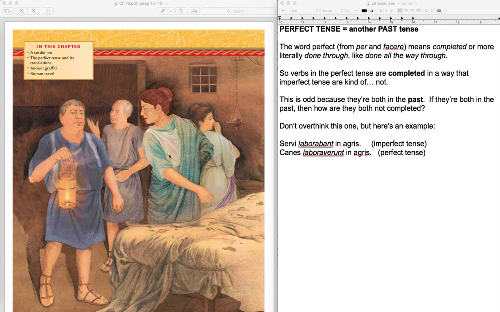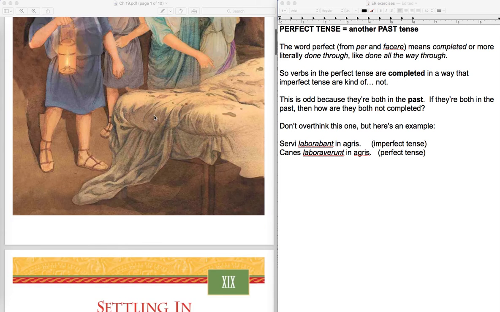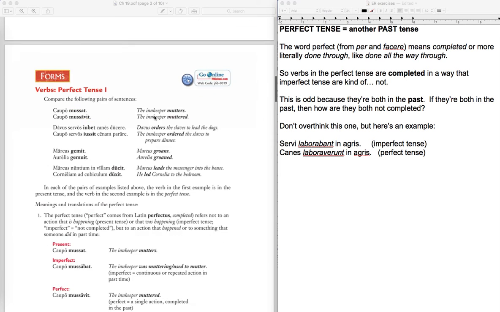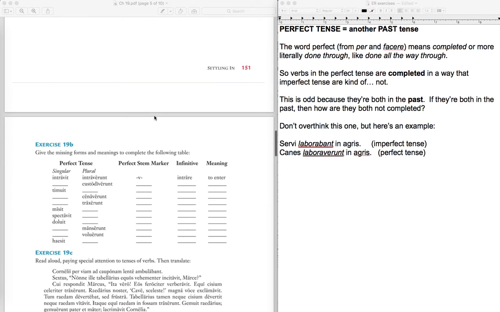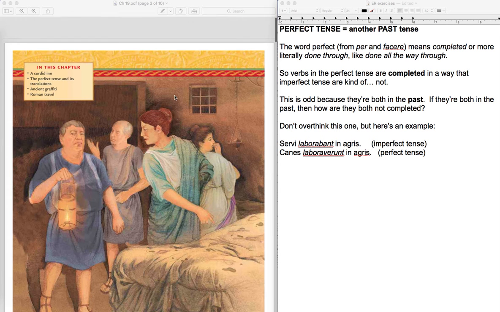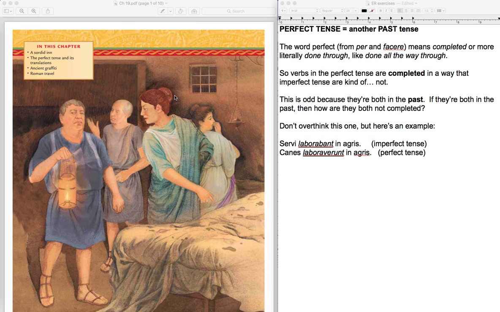Welcome to chapter 19. This is another chapter where I feel like you're not getting quite as much practice in something that's kind of important as you should be. I think you'll find the exercise for this chapter, which is 19b, I want to say, to be fairly simple. But you do have a new tense in this chapter, so it is important to talk about it for a second.